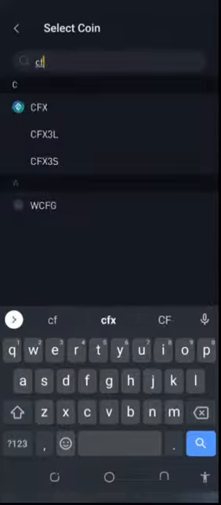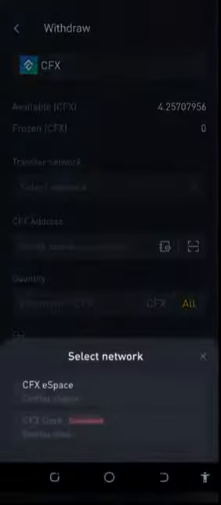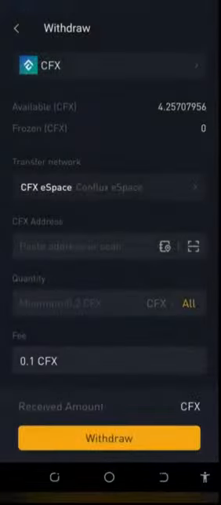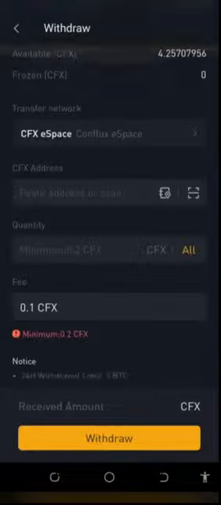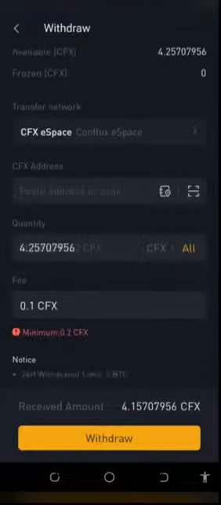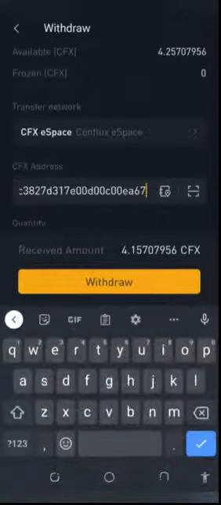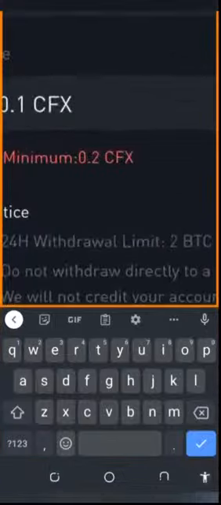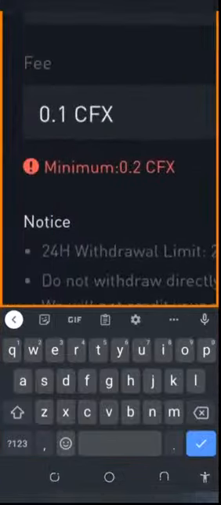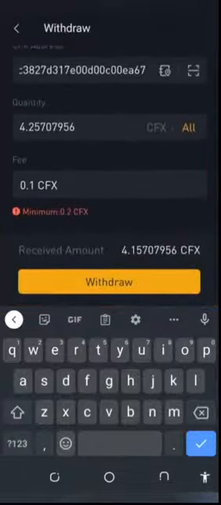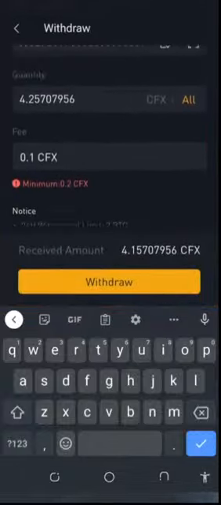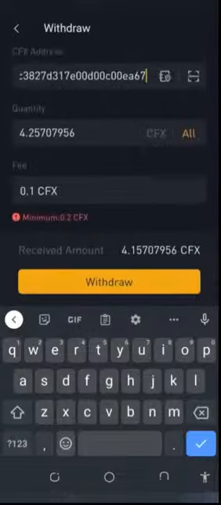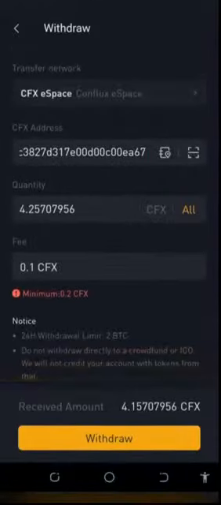So CFX. Whew, let's see, CFX eSpace, of course. And then let's see what we're putting in here. Available, yeah, everything. Let's see, all, of course. Let's put in the address. Okay, it said minimum. Minimum is what? Okay, minimum is 0.2 CFX. I've done that. Well, maybe just a little warning. Okay, all. And then we go ahead. Everything looks good.